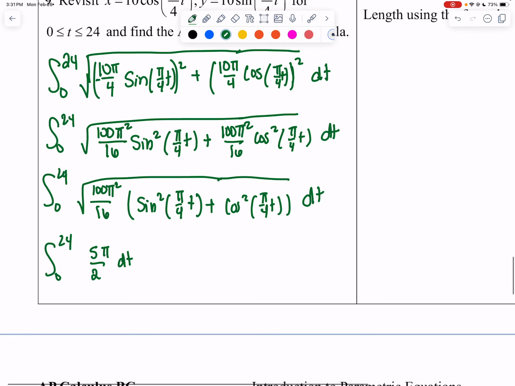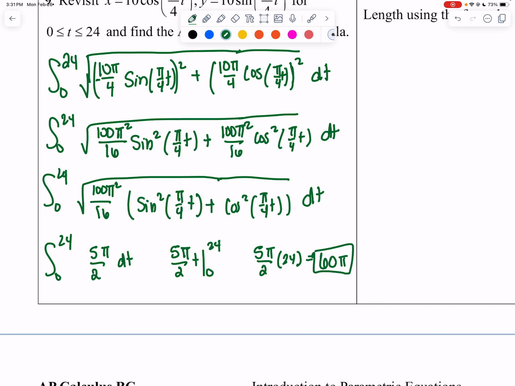And then, of course, I'm going to integrate that. It's just going to be t from 0 to 24. And if I were to do that, 24 over 2 is going to be 12. 12 times 5 is 60. So we get 60 pi as our answer.